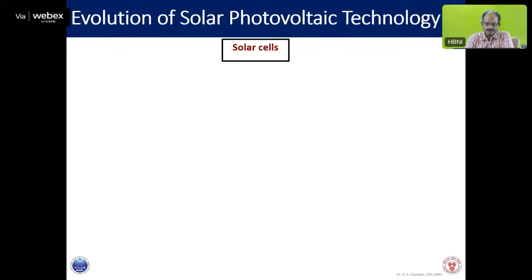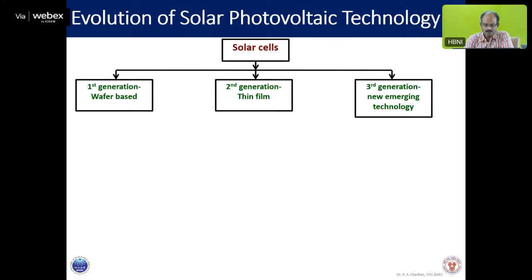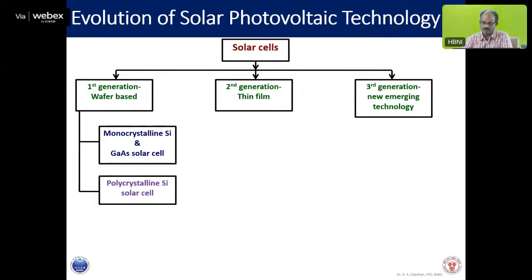Now, let us see how solar photovoltaic technology has evolved. Basically, the entire development can be divided into three different generations. The first generation is where the solar cells are wafer based. Then in the second generation, there are thin film based solar cells, and the present generation has new emerging technologies, which are basically organic and other devices.